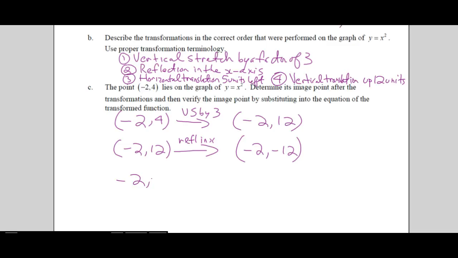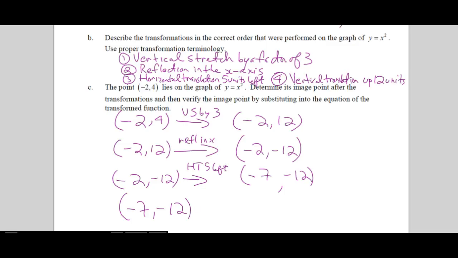So now we are starting with negative 2, negative 12, and we want to do a horizontal translation 5 left. So if you move it left 5, where are you at? Negative 7, negative 12. And now we will do the final transformation, which is a vertical translation up 12. And where do we end up? Negative 7, 0.